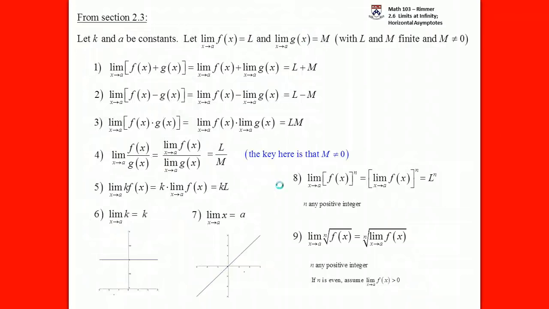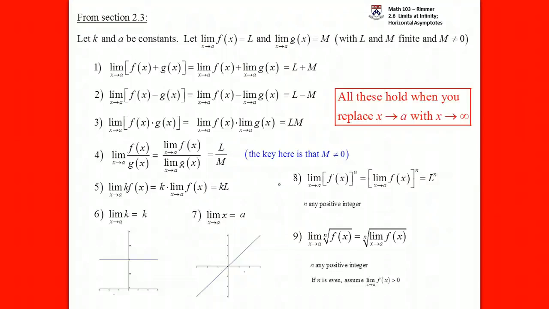All right, all those limit laws that we had before, that was when you couldn't have infinity involved. That was when x was going towards a, and the limits had to be finite. So all these are still going to hold. You just take, instead of x going towards a, x going towards infinity. And so all these same limit laws hold.